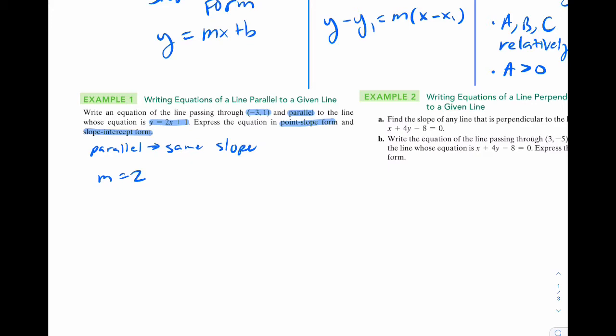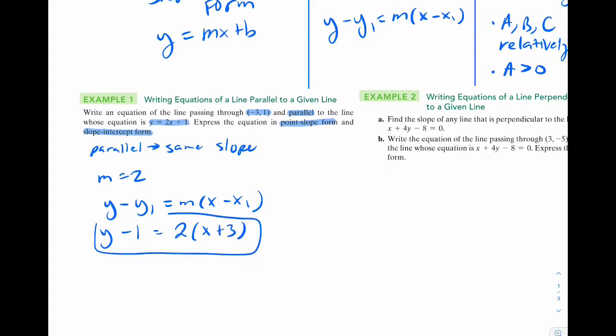And then it says it passes through a point given. So we should clearly start with point slope form. So let's just write that out. You don't have to do this part if you're comfortable. I'm just writing it out in case you like showing steps. The point is negative 3, 1, so let's write y minus 1 equals the slope, which is 2, times x plus 3. Let's box that. And right there, that's our point slope form.